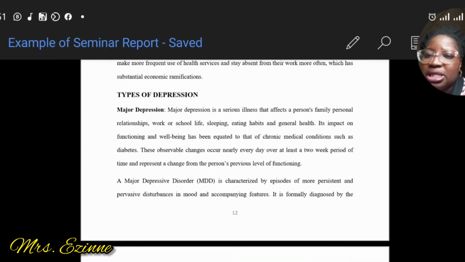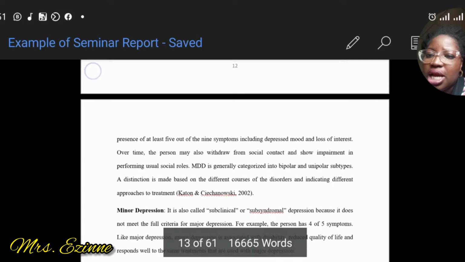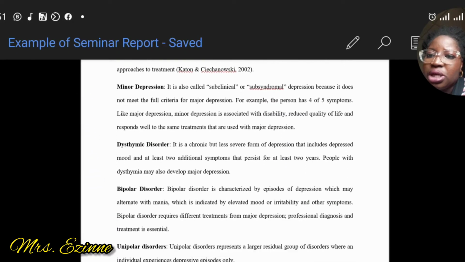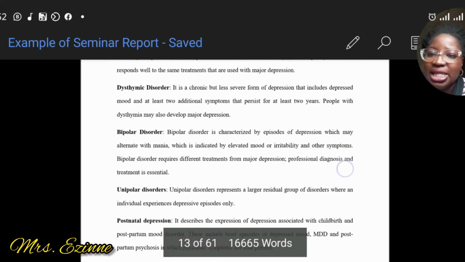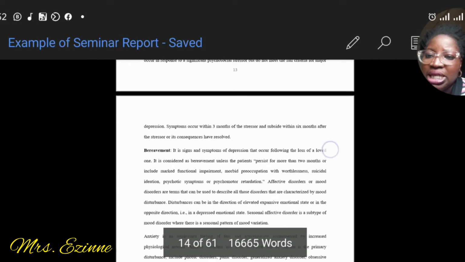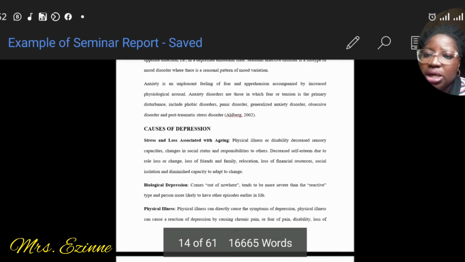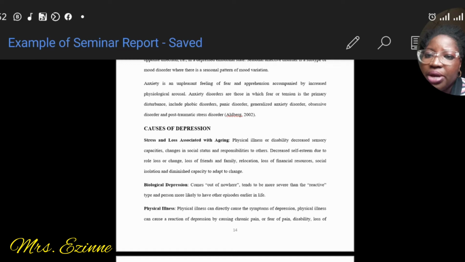Next I talk about the types of depression, where I have major depression and minor depression and the other types as well. So I hope you are seeing how well spaced out my work is, making it easy for whoever is reading to actually enjoy reading my report. I went ahead to talk about the causes, look at how it flows.